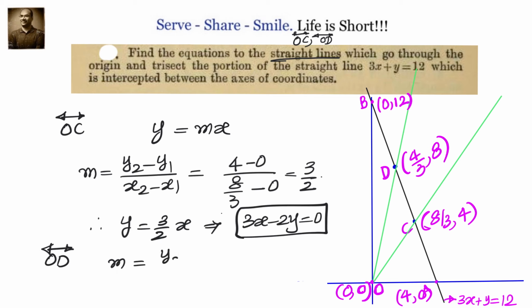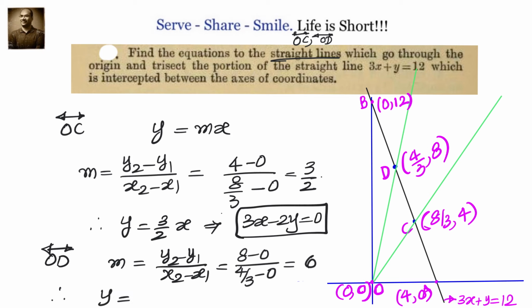Similarly, we can find out the equation of OD. For that we need the slope of OD. The slope is again the difference of y coordinates by the difference of x coordinates. So this time we have y2 as 8 and y1 as 0. 8 minus 0 divided by x2, which is 4 by 3, minus x1, which is 0. That is 8 by 4 by 3, which simplifies to 24 by 4, that is 6. So the equation is y equals 6x, or we can write 6x minus y equals 0.